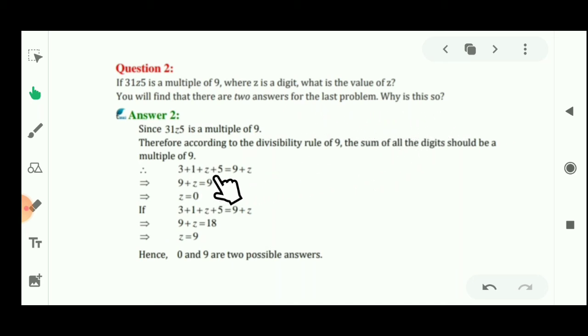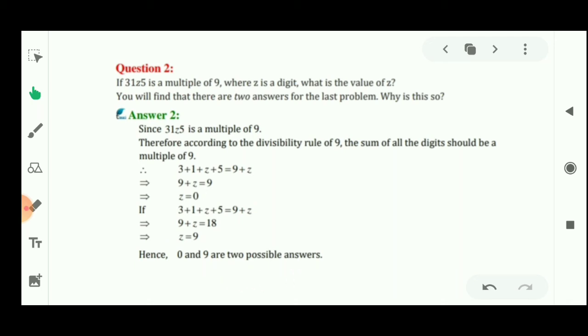As we know, according to the previous question, firstly we have to add the digits. After adding the digits, what will come? 9 plus z. If we put the value of z as 0, that means 9 plus 0, that is 9, so 9 is a multiple of 9. If we put z's value as 9, that means 9 plus 9, that is 18. So we can put two values, 0 or 9. These two are the possible answers.